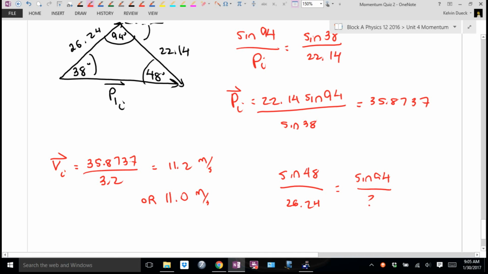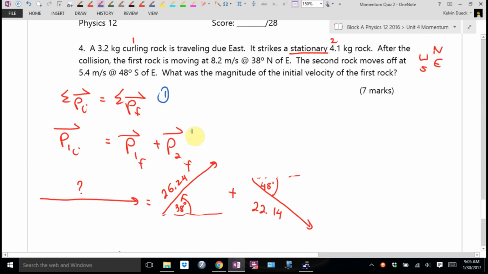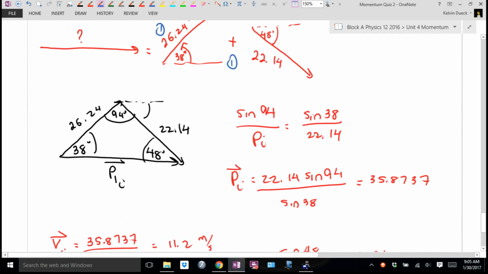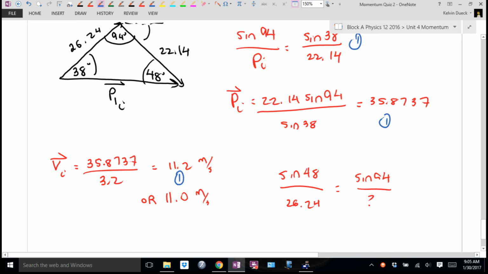If you got that, 7 out of 7. Otherwise, how would I give out part marks here? 1, 2, 3, 4, 5, 6, 7, something like that.